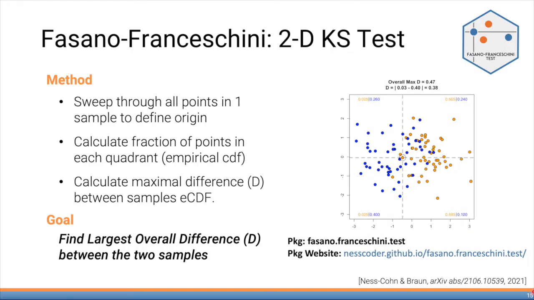Algorithmically, this means that the fraction of points in each sample is computed in each quadrant, and the quadrant with the maximal difference is designated as the current maximum for the specified origin. By iterating over all data points and quadrants, the test statistic d is now defined by the maximal difference of the integrated probabilities between samples in any quadrant for any origin point defined by the samples. Since this 2D CDF is empirically computed, Monte Carlo simulation is used to define the null distribution for significance testing.